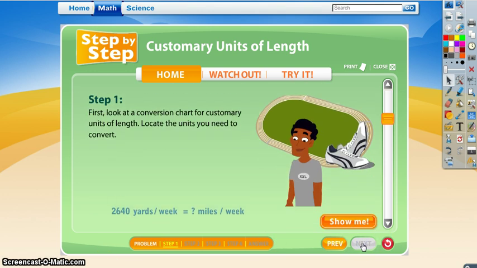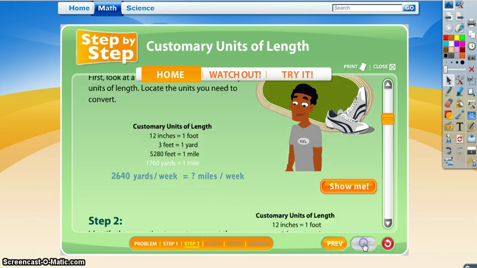First, look at a conversion chart for customary units of length. Locate the units you need to convert. Okay, you can always use your chart for this part. Customary is just a fancy word we use for our measurement system in the United States. RJ knows how many yards he ran and wants to find out how many miles that is. There are 1,760 yards in 1 mile. Okay, notice, yards is smaller than miles. You have to know that.